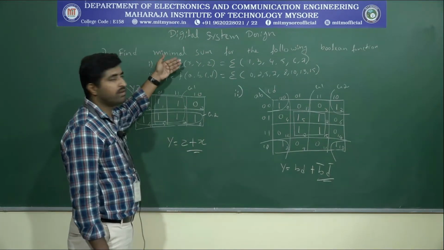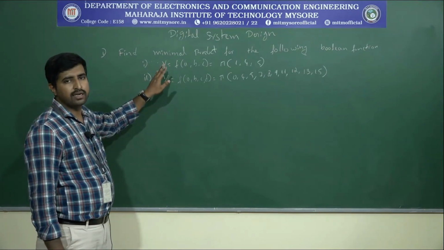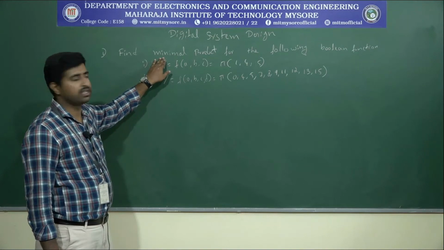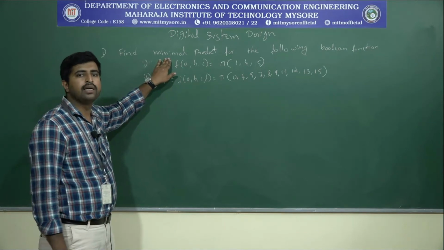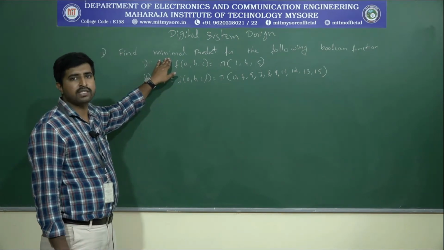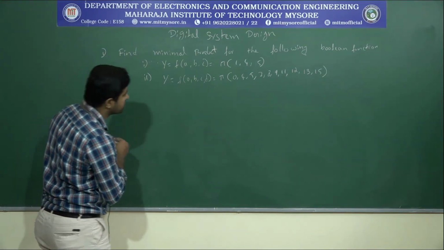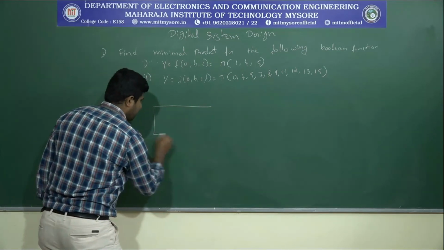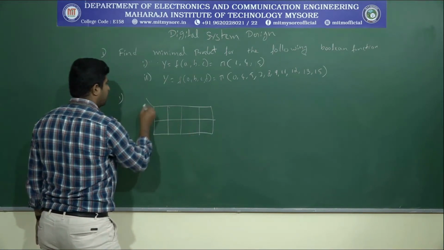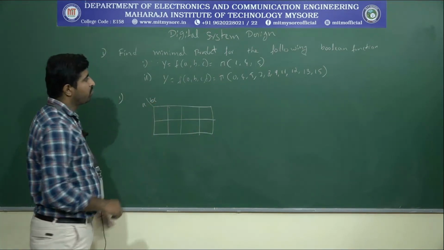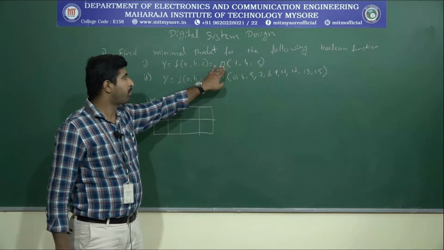Now let's see examples of how to write the minimal product expression for the given Boolean function. Minimal product expression means we need to write the simplified POS expression, the maximum expressions. Let's take the first problem. The given function is a 3 variable function, so let's write the 8-cell K-map and place the logic 0 for the given max terms. It's a pi notation.